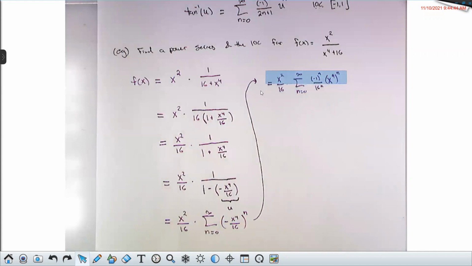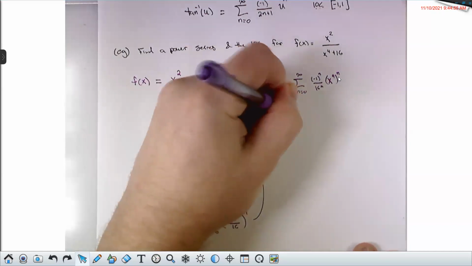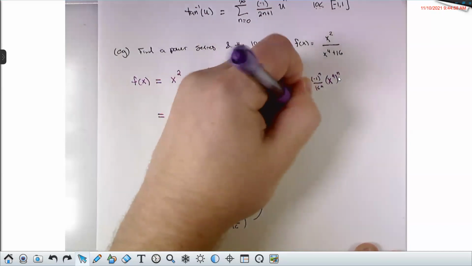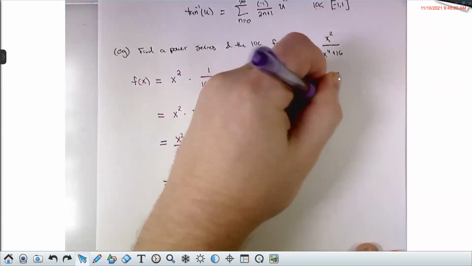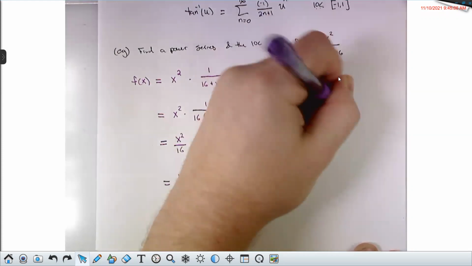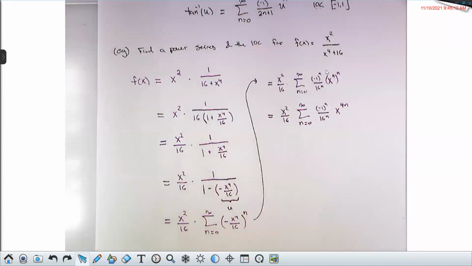Still not quite looking like a power series, though. First, I've got this stuff outside. Second, I've got x to the 4 to the n instead of x to some power. So my next step is to rewrite this as x to the 4n. It's just one of those algebra rules, right? A to the b, all to the c is a to the b times c. So x to the 4 all to the n is x to the 4n. That's the only thing I've changed in this step.